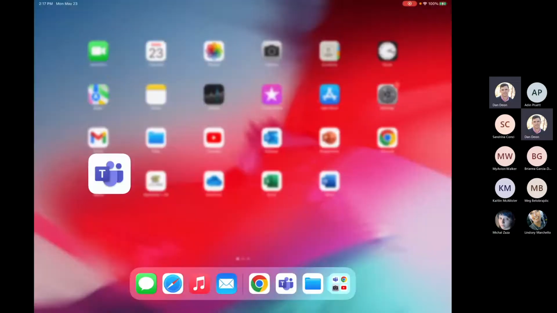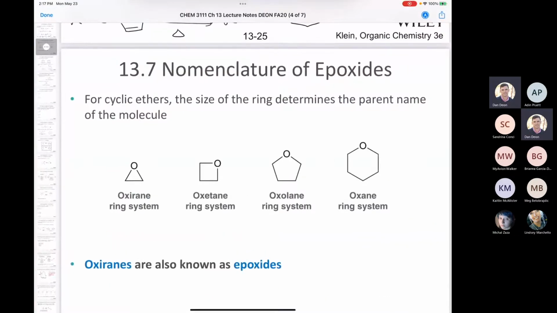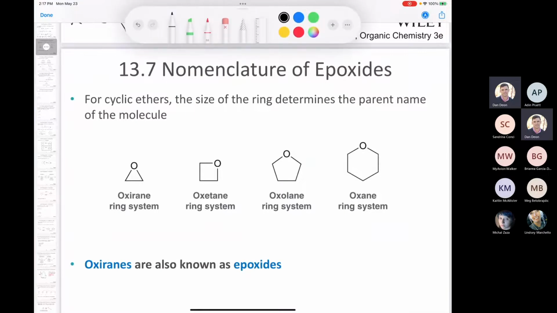Okay, the next section deals with nomenclature of epoxides. And as far as nomenclature goes, this is some of the most challenging nomenclature that we look at in all of organic chemistry. The reason why is because an oxirane can also be referred to as an epoxide. So it says here, for cyclic ethers, the size of the ring determines the parent name for the molecule.